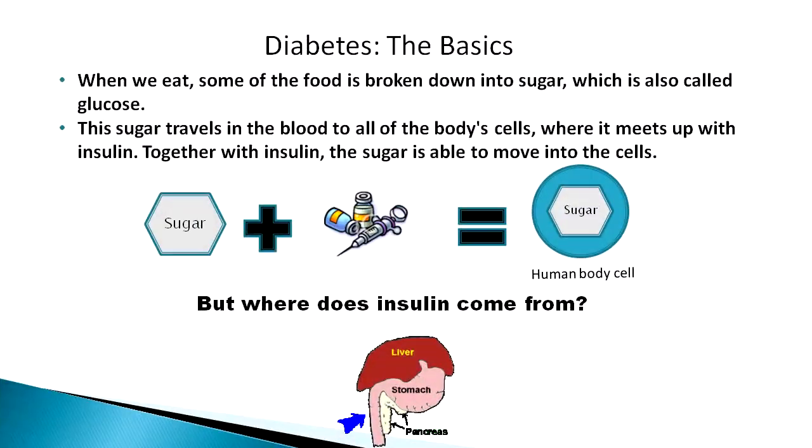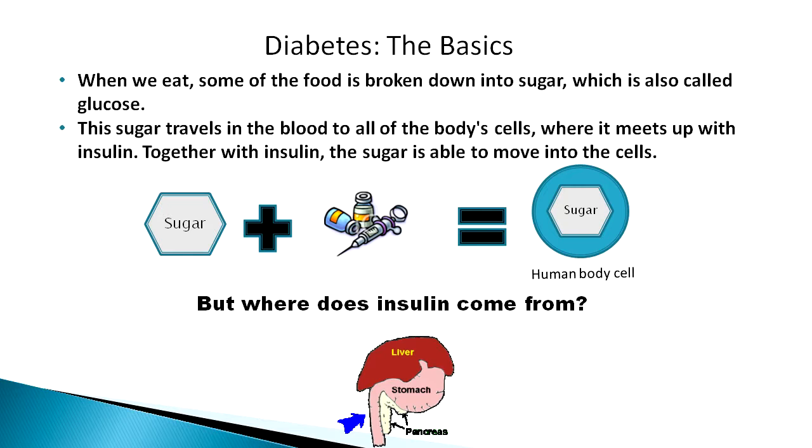Without the insulin, the sugar is not going to get into the cell, and the sugar is going to stay out in the bloodstream where it really doesn't serve a purpose. So insulin is its own sort of enzyme, if you will. And where does it come from, you might be asking.